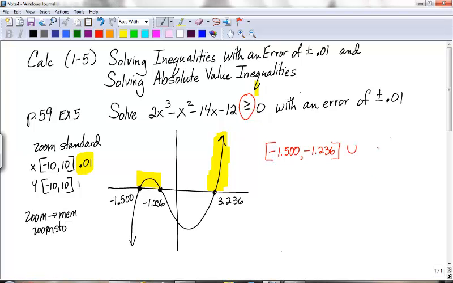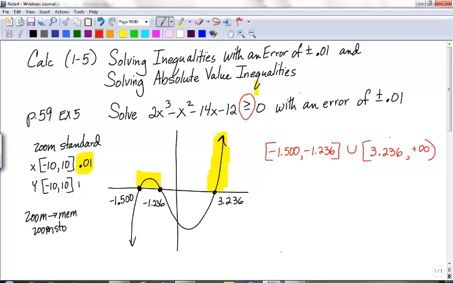Anytime there's more than one part to it, you're always going to have the union symbol, okay? And then union that with bracket 3.236 to positive infinity, and the infinities are always a parentheses. And that infinity is not going up, it's going x values out to the right.